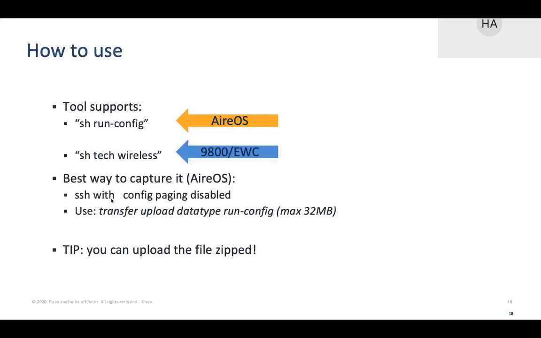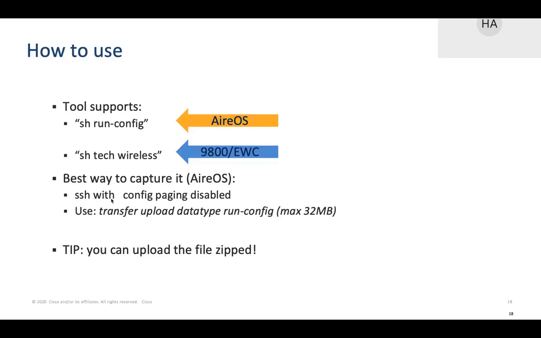Now, how should I use it? It's important, and that is where we get most of the problems around the tool. The tool supports show run config for AireOS and show tech wireless for 9800s. It is super important you only provide these types of files, because that is where we get a collection of your configuration and operational data, both for controller and access point, in one go. That is important. We have created these commands with the idea that in one single command, we can process 80% of all TAC cases, and we get a very good picture of how things are going.